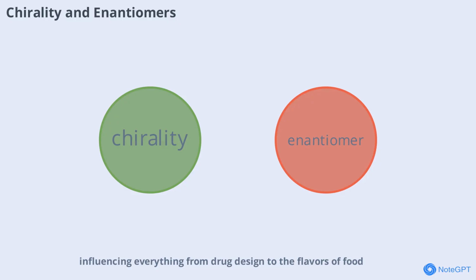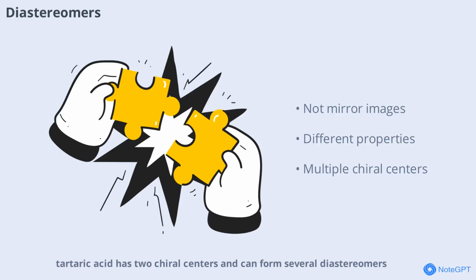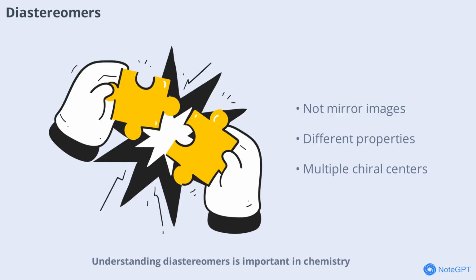the flavors of food. Diastereomers are stereoisomers that are not mirror images of each other. Unlike enantiomers, diastereomers have different physical and chemical properties, such as melting points and solubilities. They often arise in molecules with multiple chiral centers. For example, tartaric acid has 2 chiral centers and can form several diastereomers. Understanding diastereomers is important in chemistry, as their distinct properties can be exploited in separation techniques and synthesis.